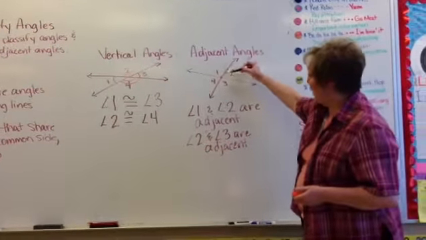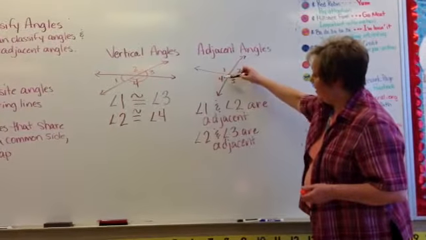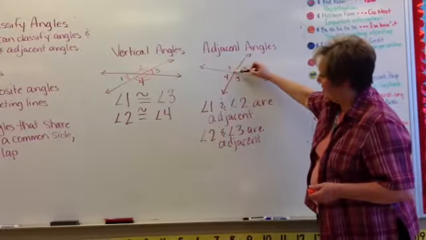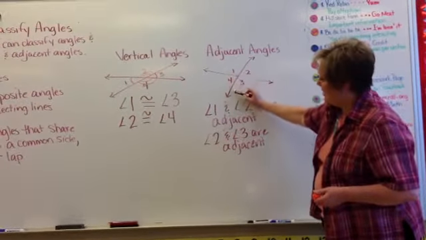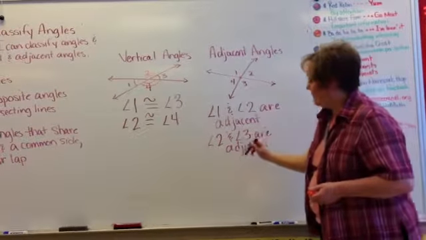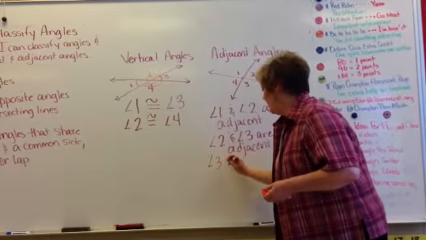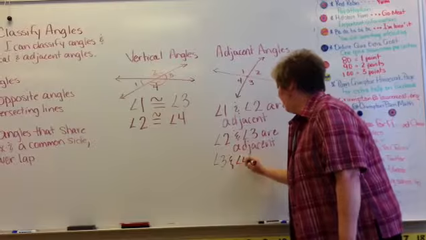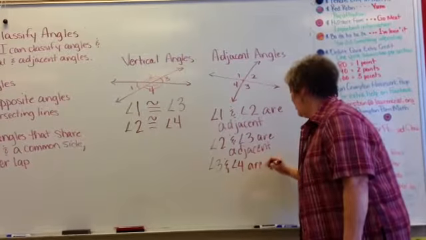Here's another pair. Angle 3 and angle 4. Here's their common vertex. Here's their common side. Therefore, angle 3 and angle 4 are adjacent.